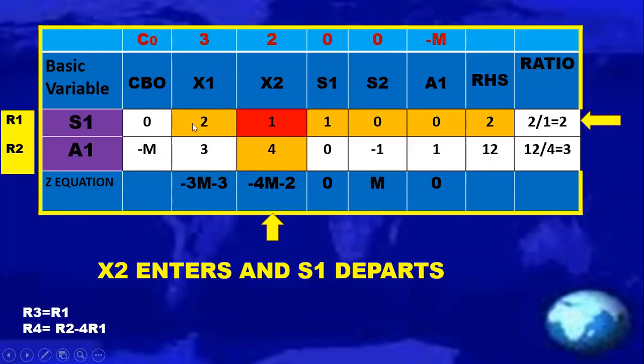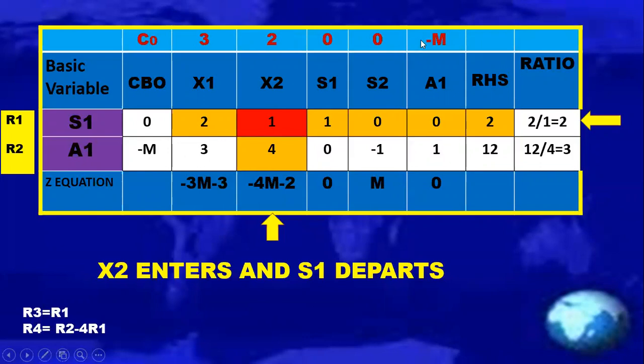So it is 0 into 2 is 0, minus M into 3 is minus 3M, minus 3. So that is the z equation entry. Similarly, for the next it is minus 4M minus 2. For the third it is 0, 0 minus 0. For the fourth, 0 into 0 minus M into minus 1 is plus M, minus 0 is plus M.